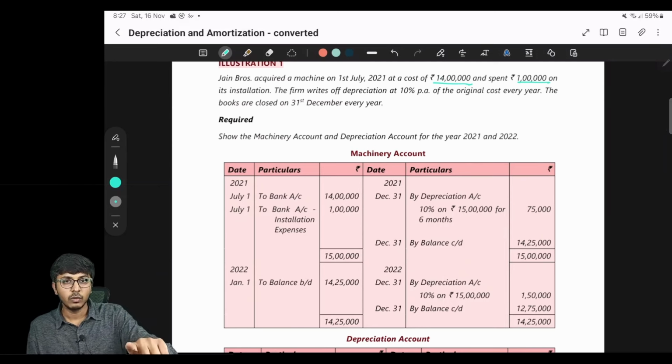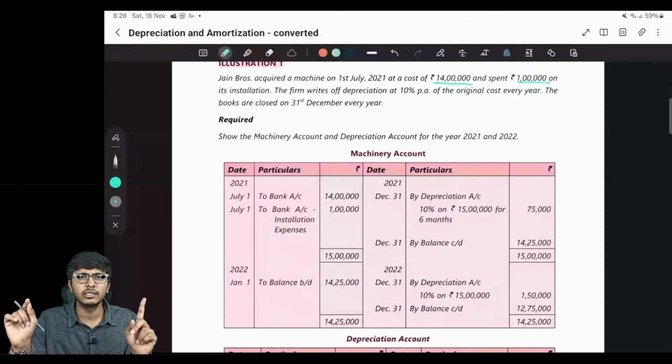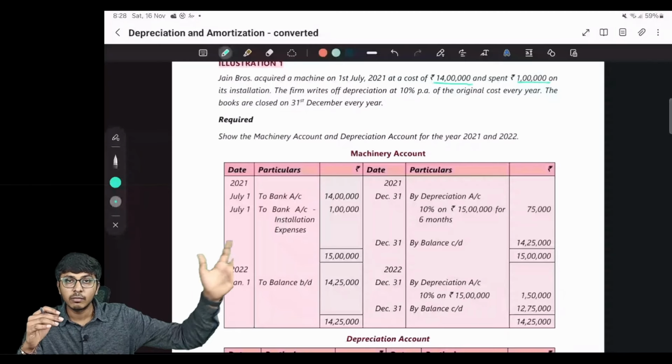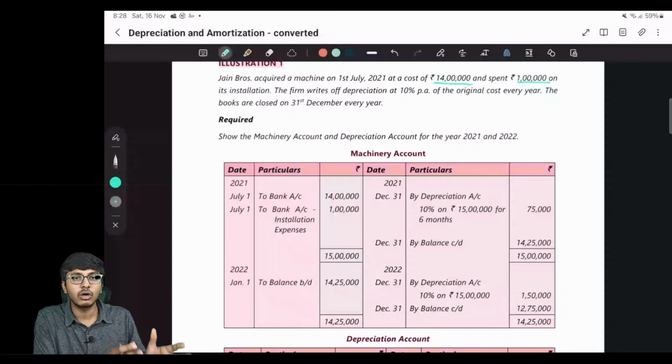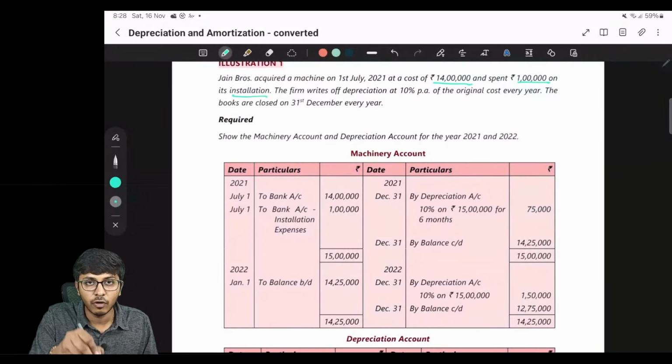Now, I have to tell you one thing. Whatever you have incurred on the cost of the asset while bringing it to use, you will add to the cost of the asset. One line, simple. If suppose you've incurred transportation cost to bring the asset from the vendor to your factory, and installation cost, all of these costs which you can clearly identify as being for the asset, you will add to the cost of the asset. Very easy. So here they have clearly told the cost of the asset is 14 lakhs and spent 1 lakh on installation, so that is for bringing the asset to use.